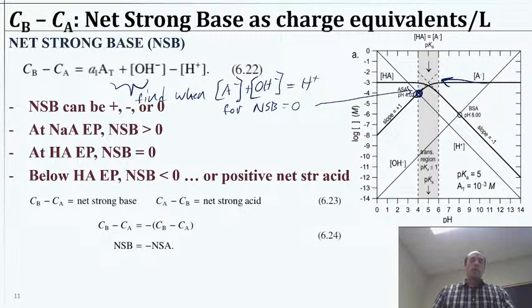Okay, so Cb minus Ca is net strong base. We could write Ca minus Cb as a net strong acid. Just have to rearrange a few things. We could look at it either way. The convention is typically net strong base, and if you ever notice in chemistry, the convention is usually we're adding some base to our titrate, to titrate something. We're usually going from an acidic condition upwards. That's just convention. Okay. Net strong base is equal to negative net strong acid.